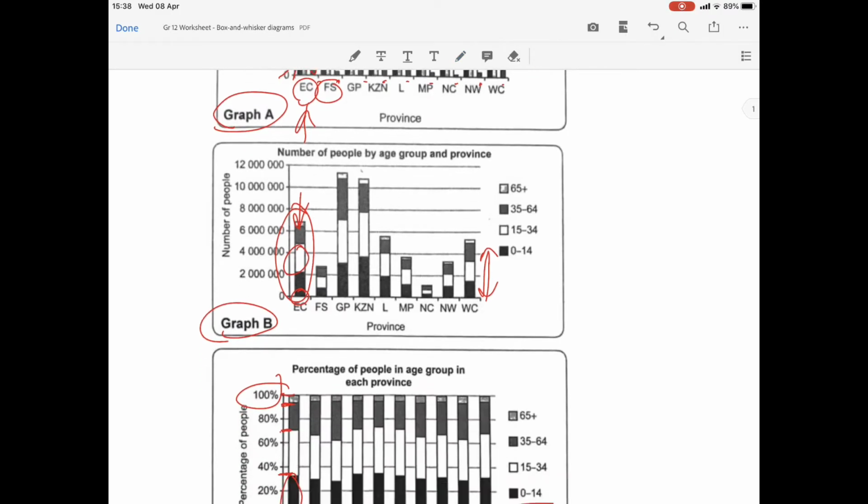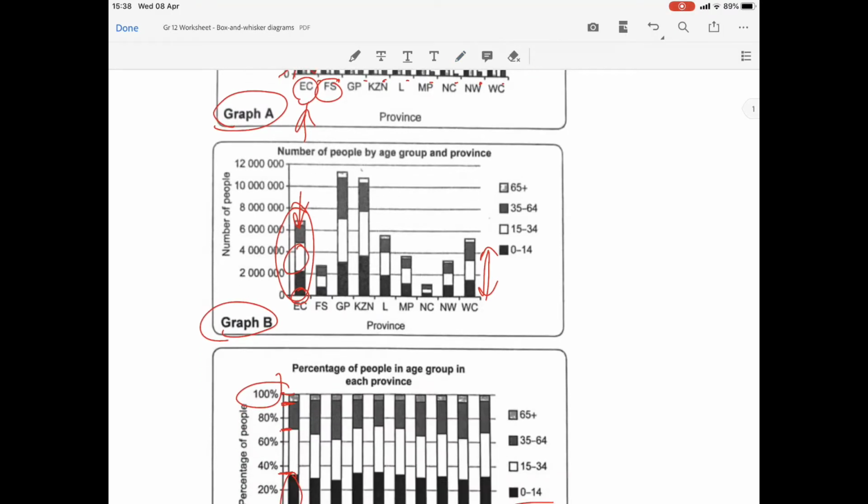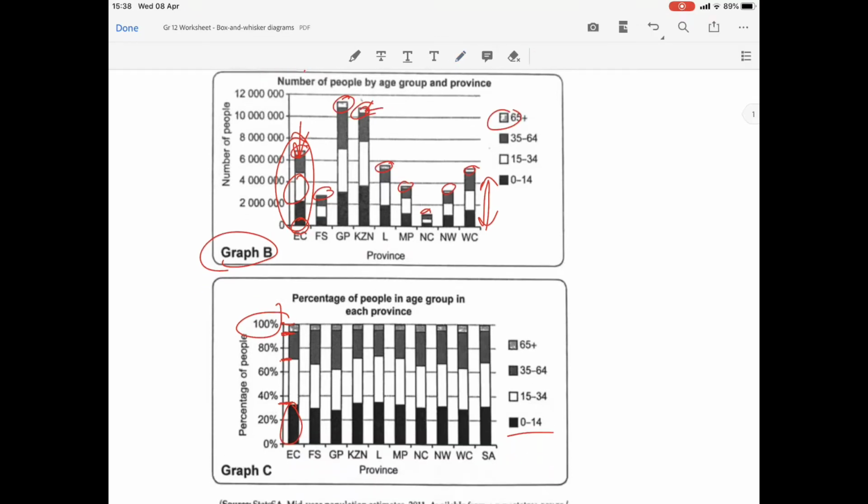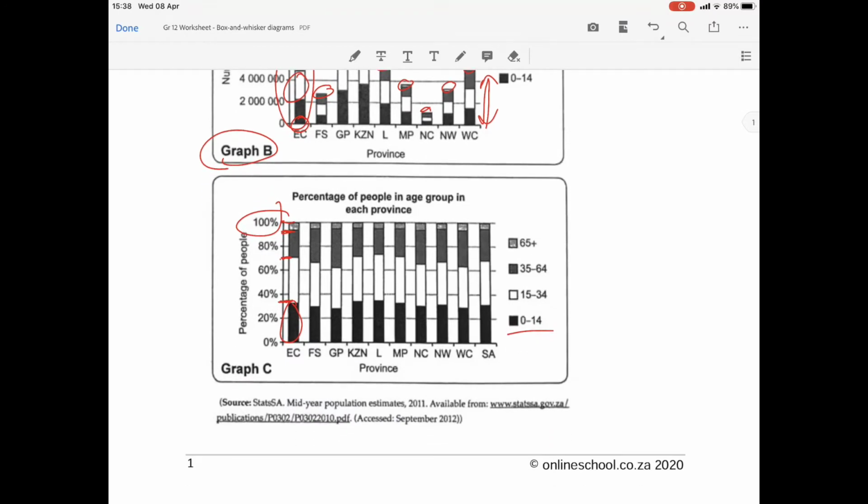In the next graph, if we look at graph B, how are we going to tell which province has the largest number of pensioners? So your pensioner group is going to be the group that is at the top of each of these columns. Now, it's quite hard to see which of these columns has the broader or the thicker little white bit at the top for your pensioners. So I wouldn't say graph B is going to be any easier than graph A.